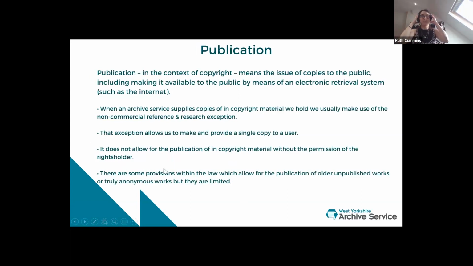So what does publication mean? Publication of a work in the context of copyright means the issue of copies to the public by sale or some other transfer of ownership, including making it available to the public by means of an electronic retrieval system. So the internet involves the use of an electronic retrieval system. So placing a work on a website publishes it, as well as communicates it to the public. And this sort of includes images of documents that we may want to put up on our online catalogue.